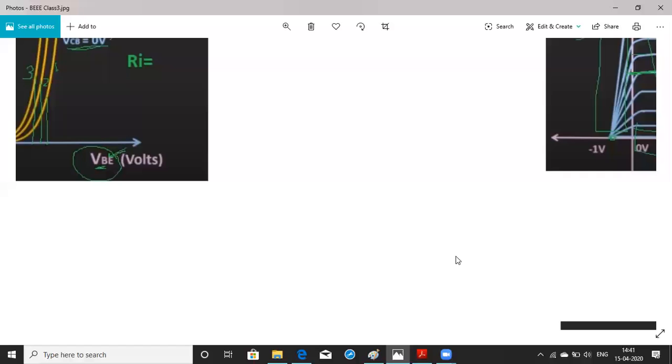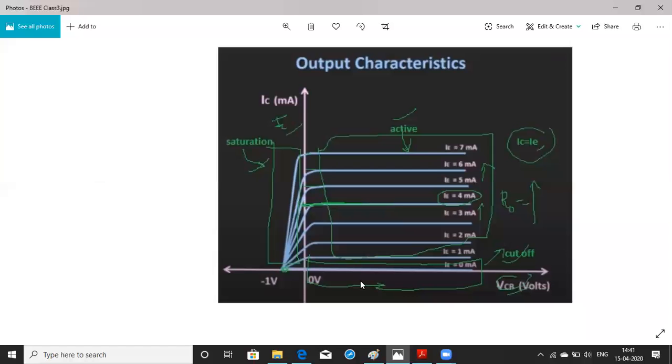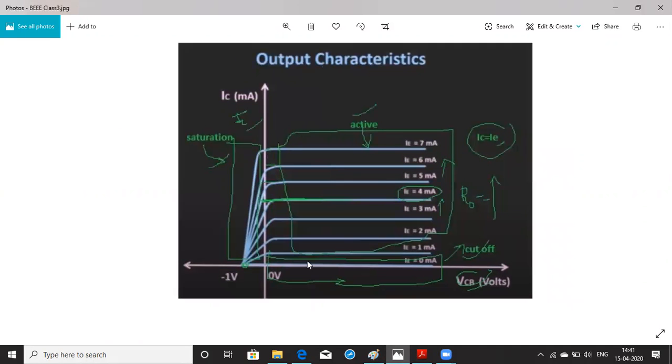Now coming to output characteristics. We already know the output characteristics are drawn between the output voltage and output current. Output voltage is VCB, output current is IC. VCB will be in terms of volts, IC in terms of milliamperes. We have three regions: the active region, saturation region, and the cutoff region. In the active region, whenever you are changing this VCB voltage, the collector current is a horizontal curve, exactly parallel to the x-axis, and it is constant.